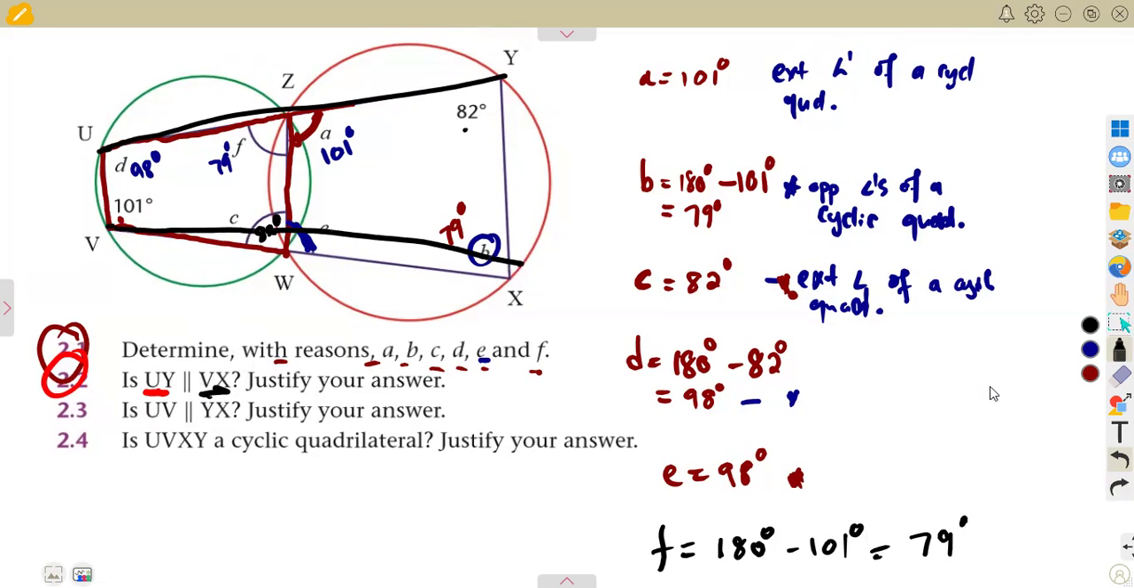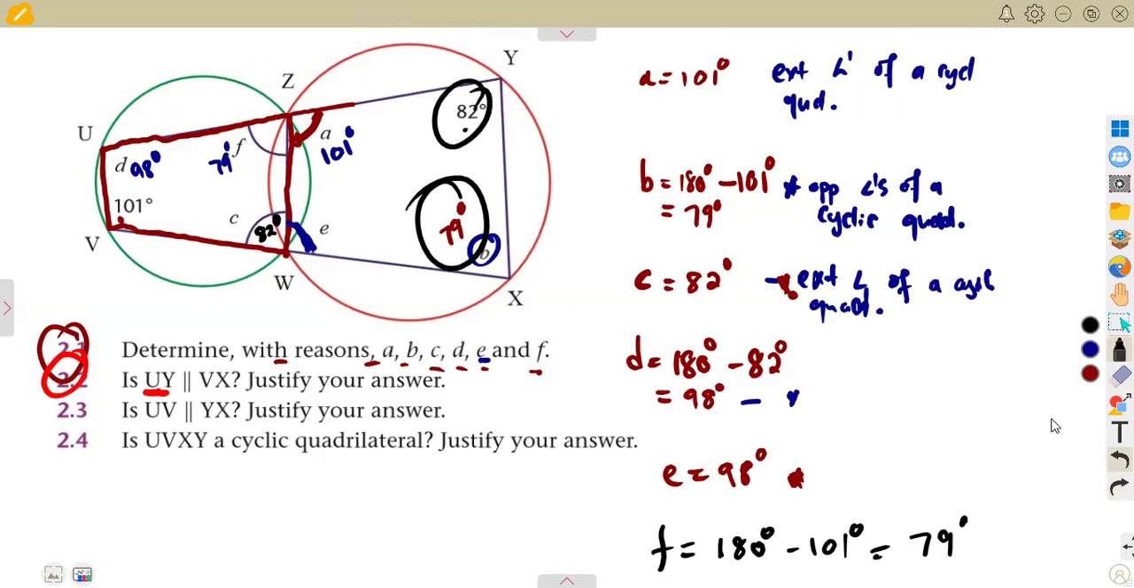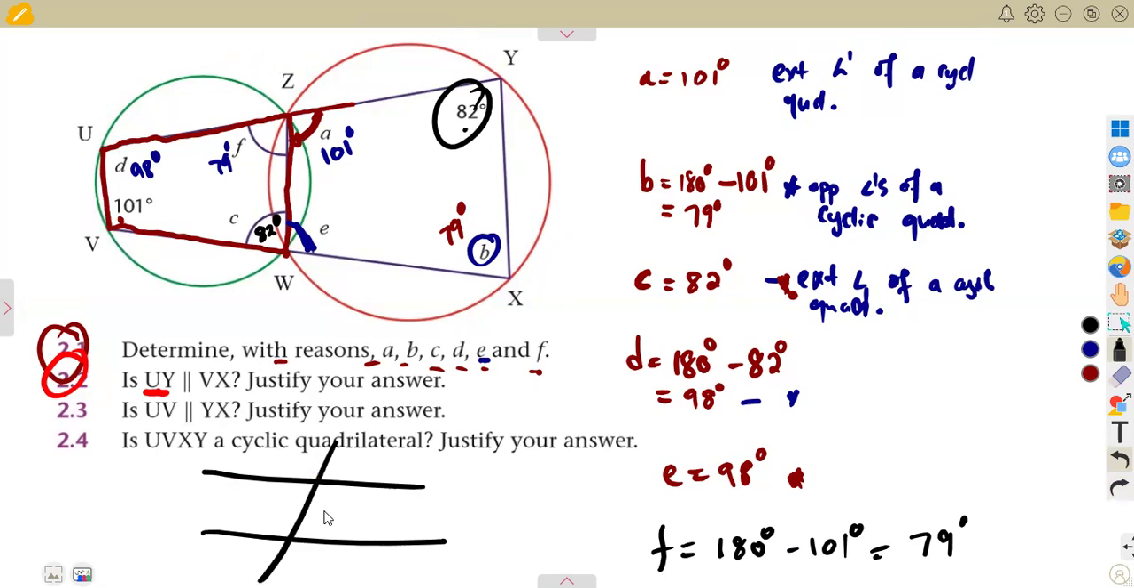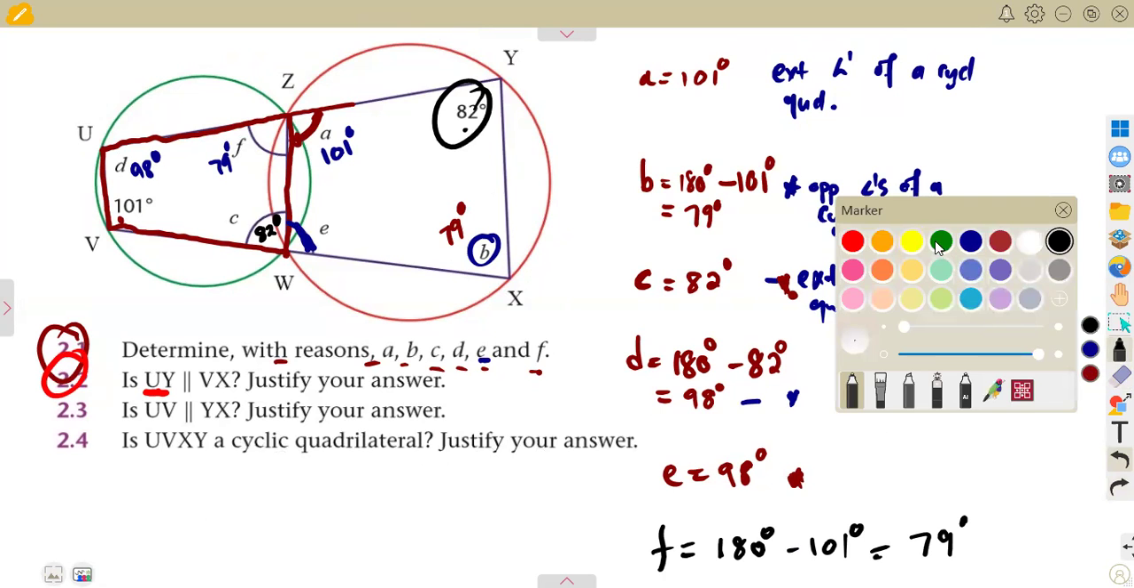Is it parallel? If these two lines were parallel, what is it that we're supposed to have? Let's say these two lines were parallel. These two angles were going to give us 180 degrees because they are co-interior. They were supposed to add up to 180 degrees. This is what we know about parallel lines. These two angles are co-interior angles, and they must add up to 180 degrees. So let's add these angles and see if they add up to 180 degrees. If not, then they are not parallel, because it's a question. Is it or not? So you have to justify.